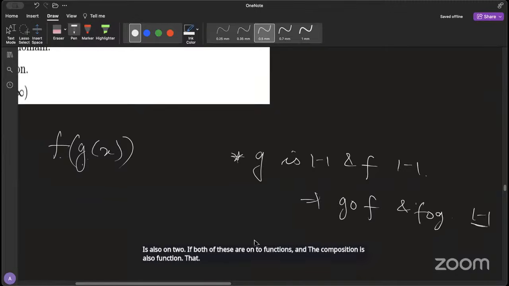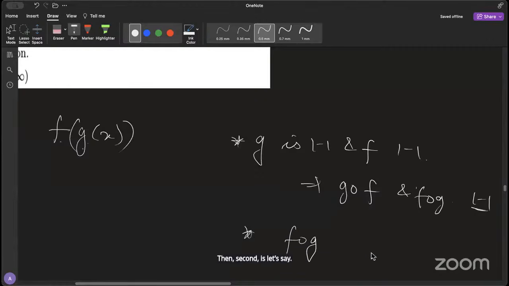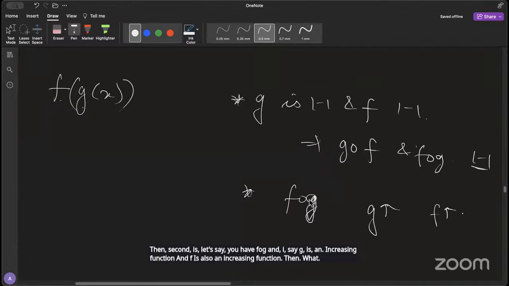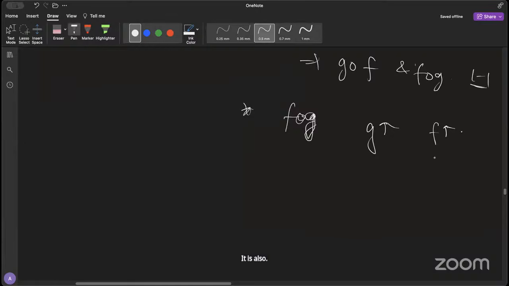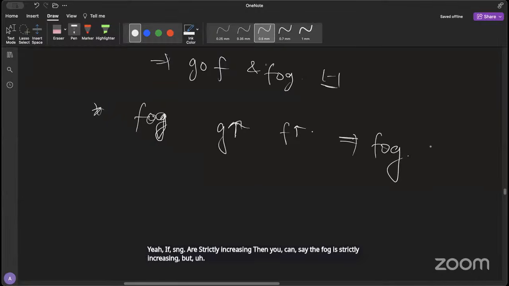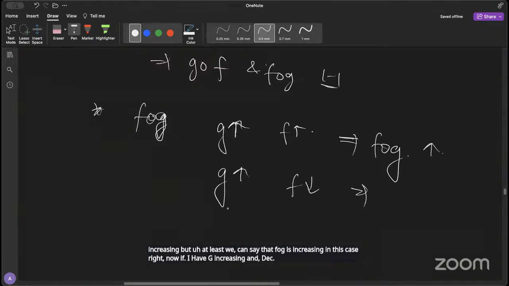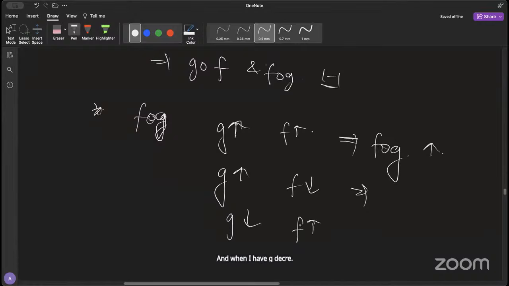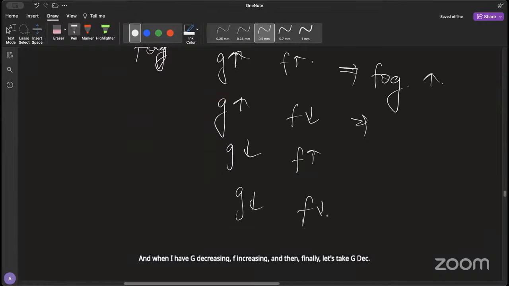Then second, let's say you have fog and I say g is an increasing function and f is also an increasing function. Then what can I say about this fog, the composition? It also will be increasing. Strictly increasing. Yeah, if f and g are strictly increasing, then you can say that fog is strictly increasing. But at least we can say that fog is increasing in this case, right? Now, if I have g increasing and f decreasing, what then? And when I have g decreasing, f increasing, and then finally, let's take g decreasing and f decreasing.